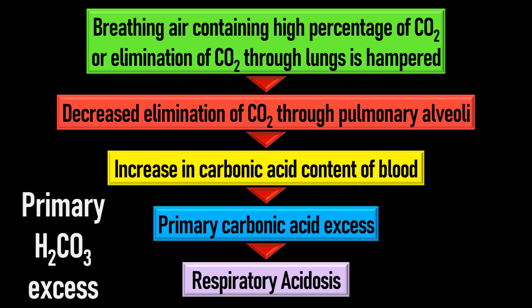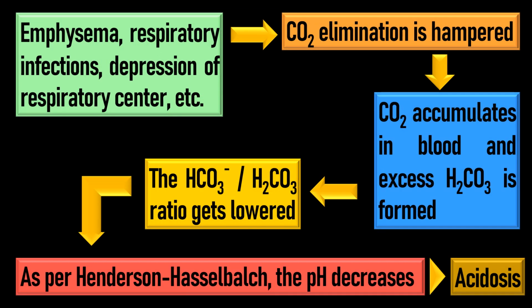The underlying abnormality here is increasing carbonic acid content in the blood, which is due to decreased elimination of carbon dioxide through the pulmonary alveoli. This may result from breathing air containing abnormally high percentage of carbon dioxide, and also in conditions where elimination of carbon dioxide through lungs is hampered. Mechanism of development of respiratory acidosis is as follows.